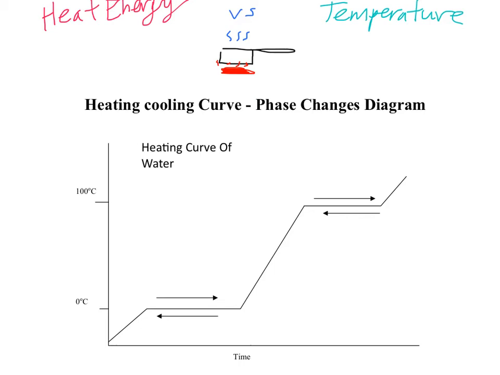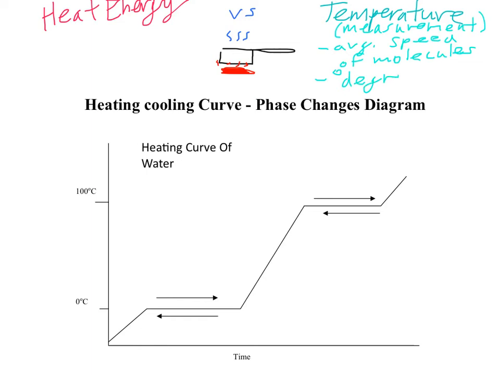But temperature is just a measurement. What temperature does is it measures the speed at which the molecules are moving. So this is the average speed of molecules. And we measure in degrees of hotness.